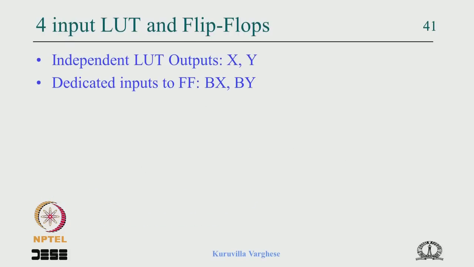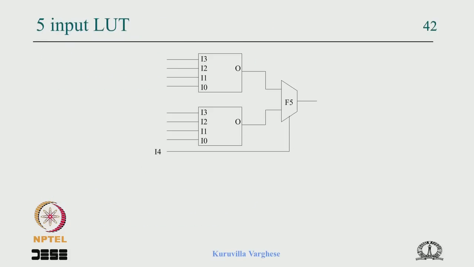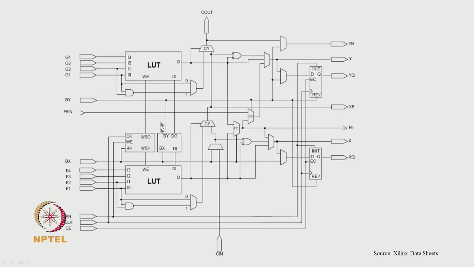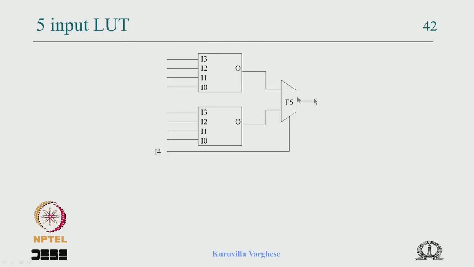And you can ask the next question, can we form a 6 input lookup table? So this now occupies one slice, you should remember that. Within a slice you have 2 lookup tables, each 4 input, but you can combine 2 4 input lookup tables to make a 5 input lookup table that occupies a slice. So the next question is, suppose we have another slice here which has another 5 input lookup table, can we combine them, 2 5 input lookup tables, to make a 6 input lookup table?